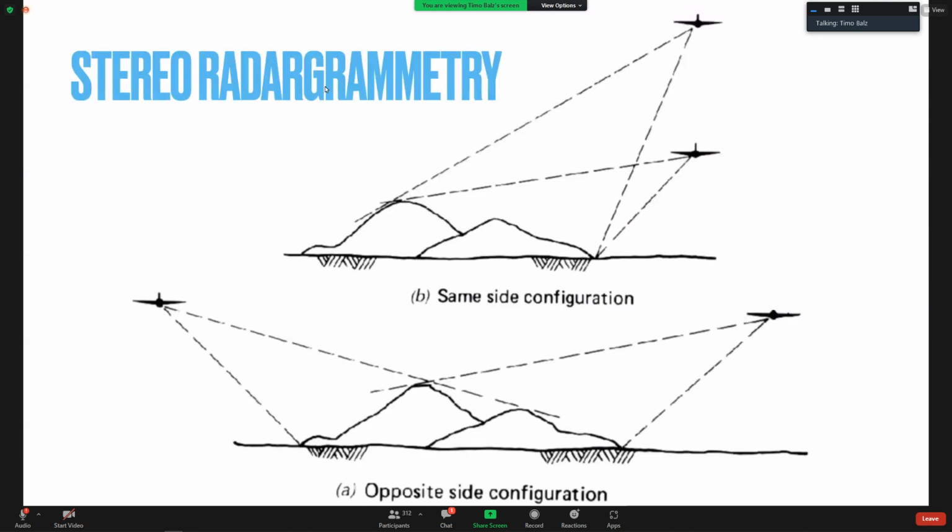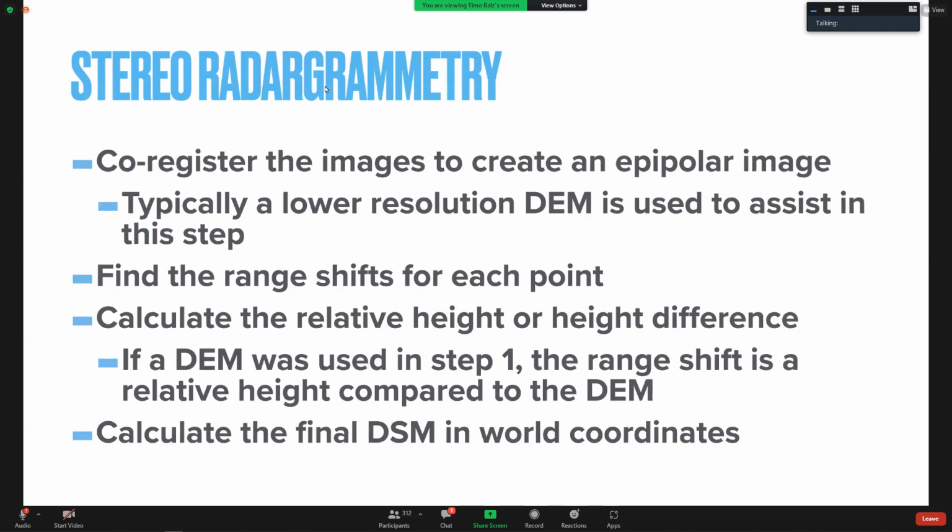So we co-register the two images to create then an epipolar image. We can use a low resolution DEM, for example, to assist with that, right? So we can co-register them better if we have already a DEM from the area. But it's not a must-have. Then we find the range shifts for each point, and then we can calculate the relative height or height difference between 2 pixels.